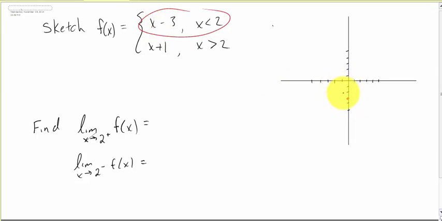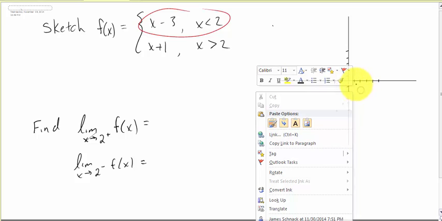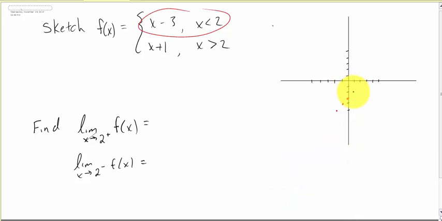And a slope of 1. And we only use this graph when x is less than 2. So when I get to x equals 2, I'm going to stop plotting points. And it says strictly less since we use an open dot there. The other graph I'll use green for, x plus 1, so it would have a y-intercept there.